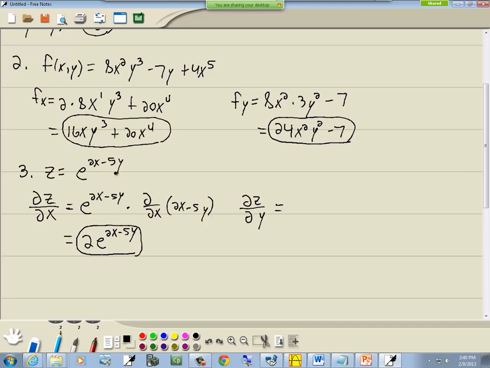Okay, so we're going to take the partial of this with respect to y. The derivative of e to any power is e to that power. That never changes. But then we want to multiply it times the partial with respect to y of 2x minus 5y. Well, the 2x we treat as a constant, so that drops away. The derivative of negative 5y is negative 5, so this is negative 5e to the 2x minus 5y.